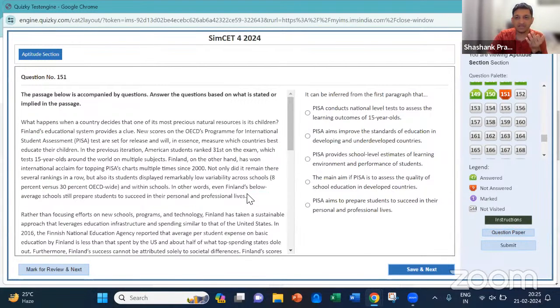We're not talking about developed countries. So 4 is also off. PISA aims to prepare students to succeed in that. PISA doesn't aim. Finland aims. So 1 and 3.